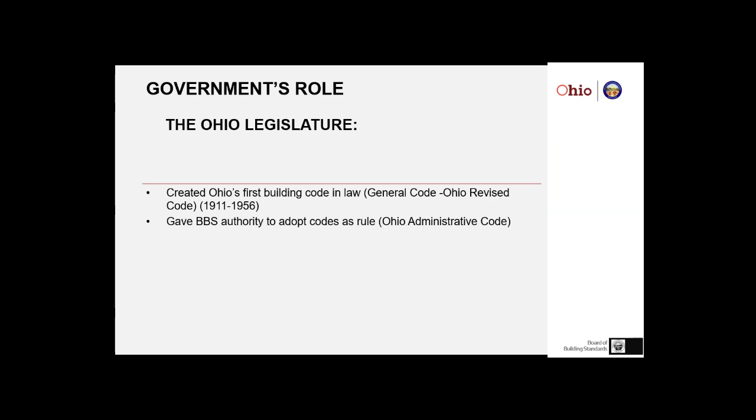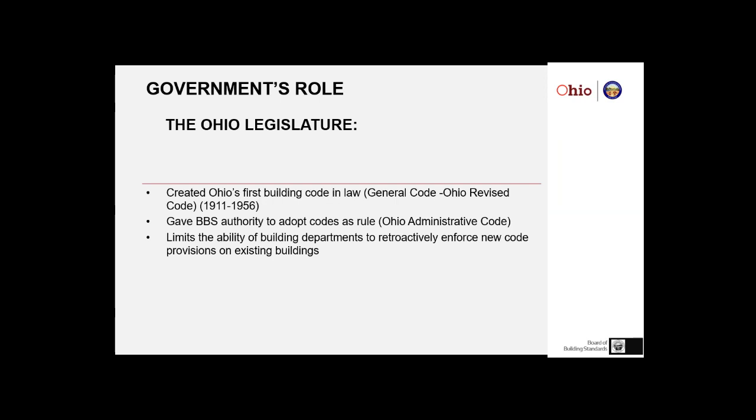So finally, after hearing numerous complaints, the legislature changed the law and gave the Board of Building Standards the authority to adopt the building codes as administrative rule. That's what we do today. We adopt the building, plumbing, mechanical, boiler, elevator rules as part of the Ohio Administrative Code. Those are known as administrative rules.